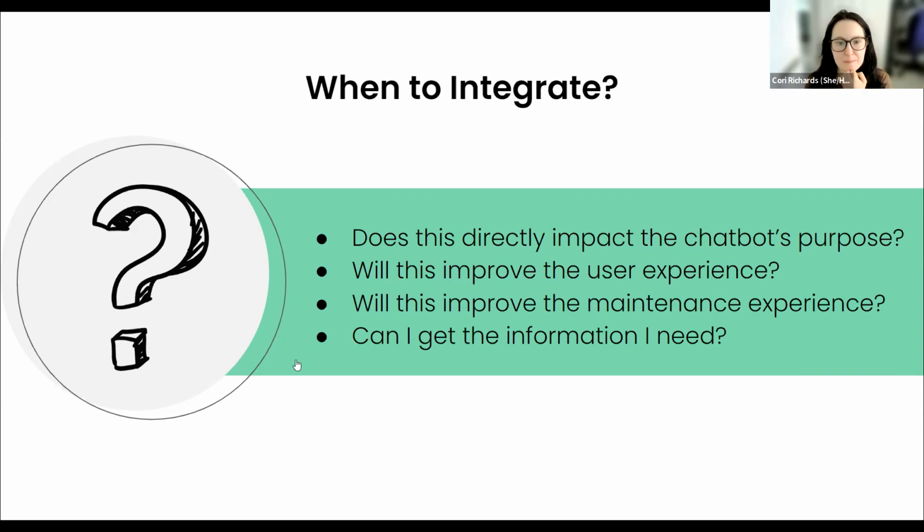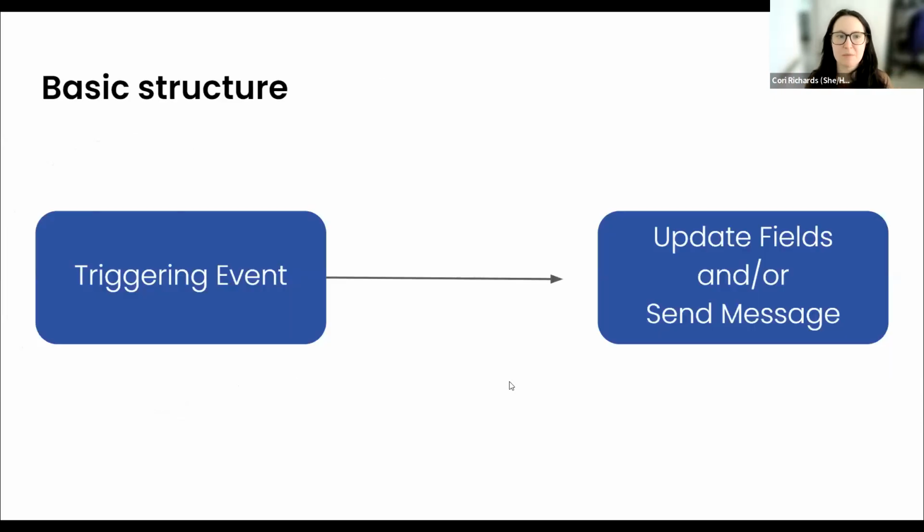So now thinking about, what does it mean to integrate? What does this look like? This is actually pretty general. It's not just specific to Zapier. It's really with any of our integrations. This will look like, one, a triggering event. So something happens, and then when that happens, it is going to send updated information and or a chatbot message.